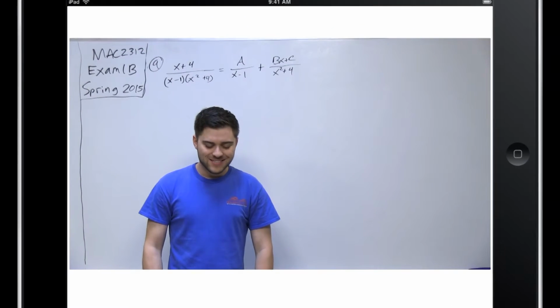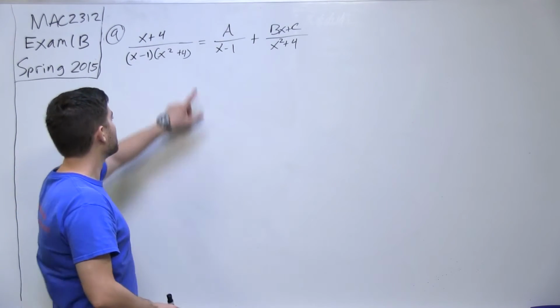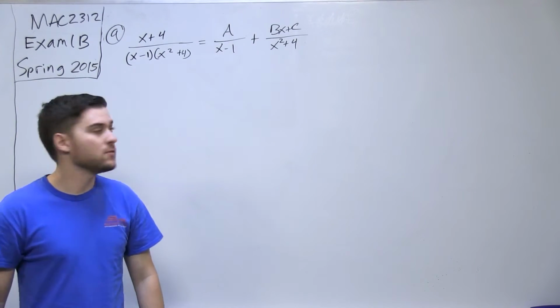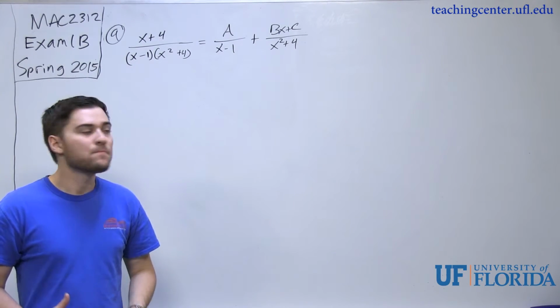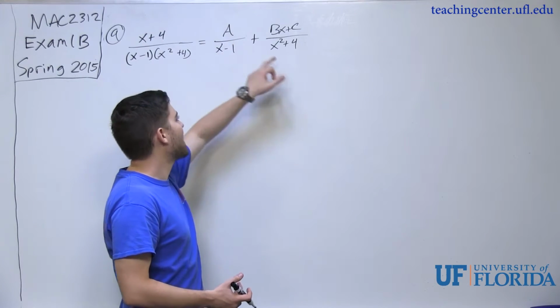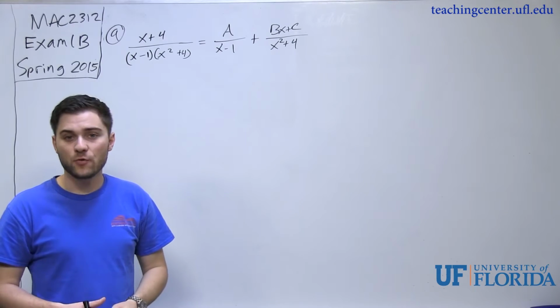Number 9 says find the constants in the partial fraction decomposition first. So it gives you this partial fraction decomposition with a, b, and c, and then it says what is the value of a minus c. So what it wants you to do is find a, find c, subtract them, and the number you get is going to be your answer.